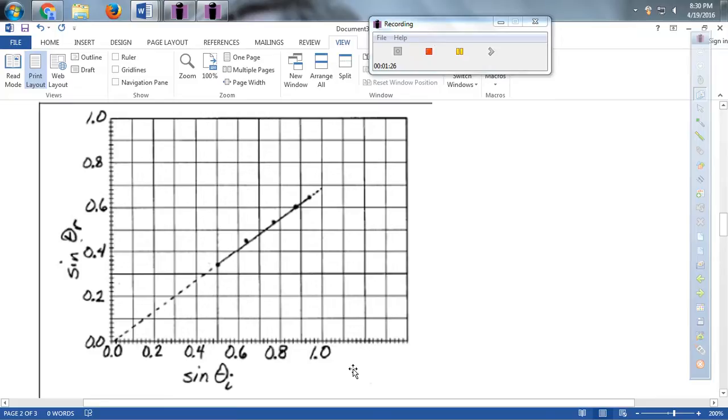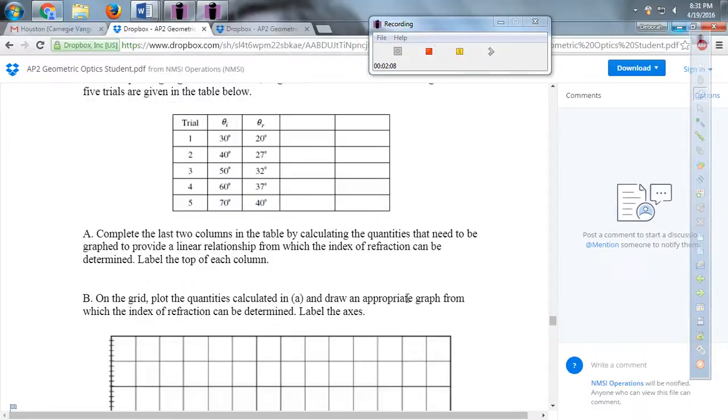All right? Now realize that if you take the slope of that line, you're going to get rise, which is sine R, over run, which is sine I. Okay, that's kind of odd because n is equal to sine I over sine R. So when you plot it, and we'll talk about it in a minute, you're going to wind up with 1 over n. Okay, so don't worry about it. It's all good. All right, so let's get rid of that. Let's go on back here.